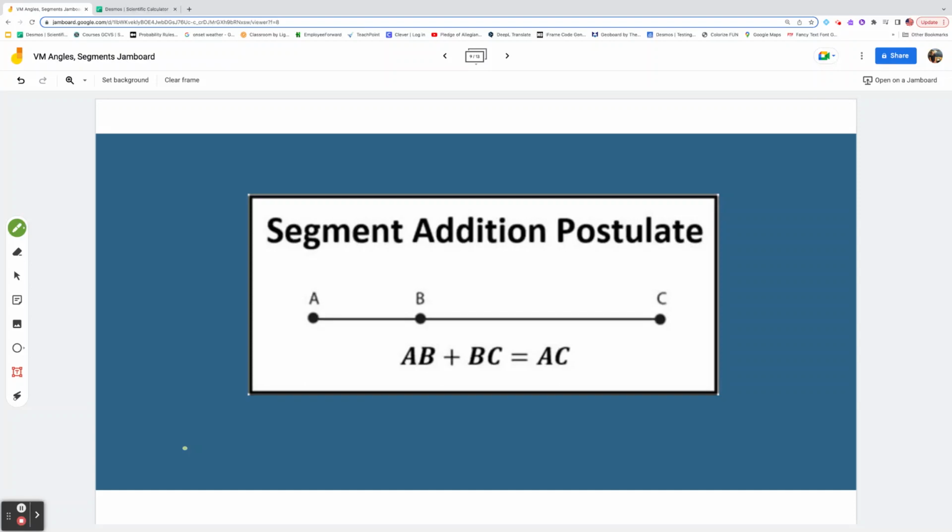Welcome back to our lesson on the segment and angle addition postulate. In this part of the lesson, we'll be focusing on the segment addition postulate.